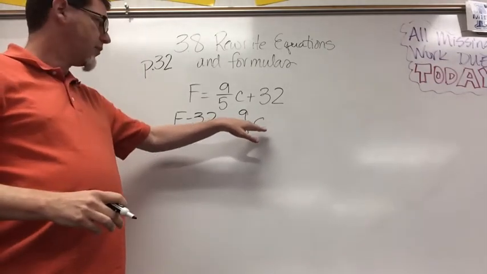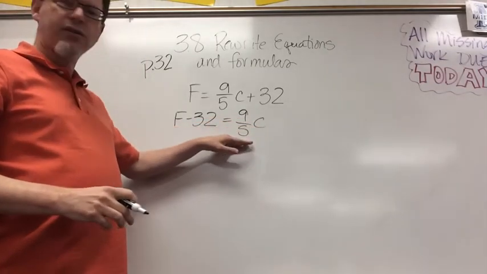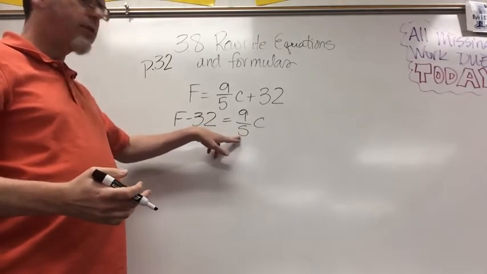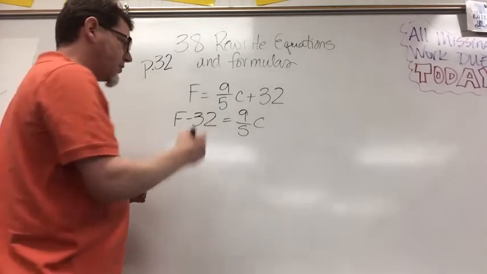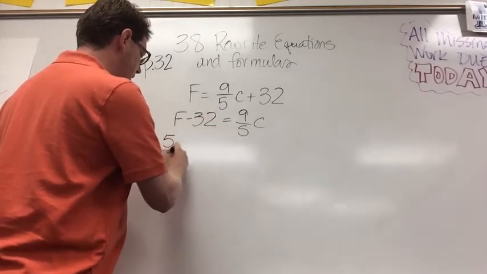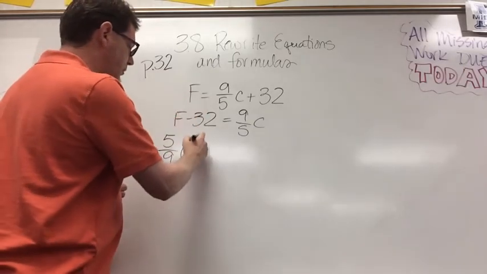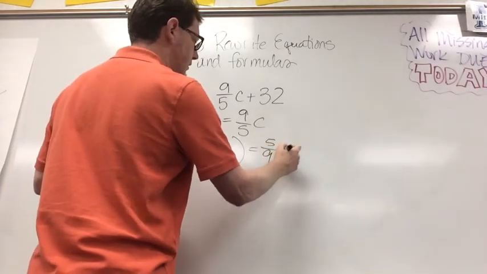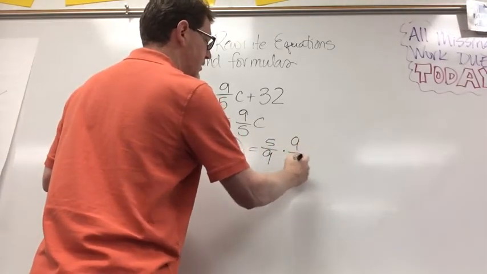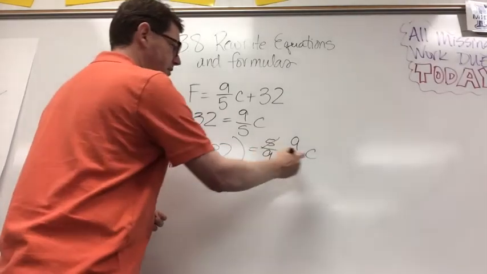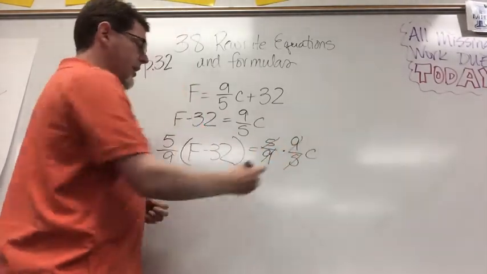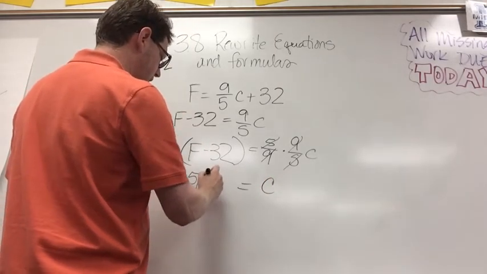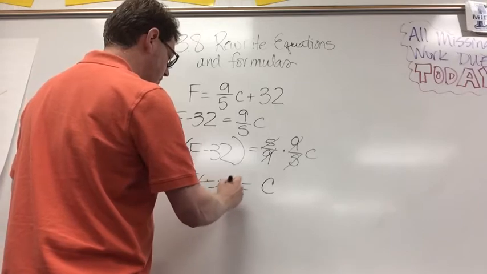Now, we also learned that when I'm trying to get c by itself and I've got a fraction, I would multiply by the reciprocal. So I need to multiply both sides by 5/9. So I'm going to rewrite that as 5/9, and since I'm doing the whole side, I have to put this in parentheses, equals 5/9 times 9/5 c. Now this cancels, that cancels, that cancels, and I'm left with c equals 5/9 (f minus 32).